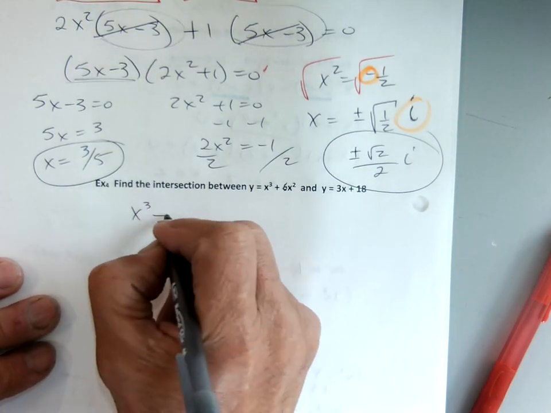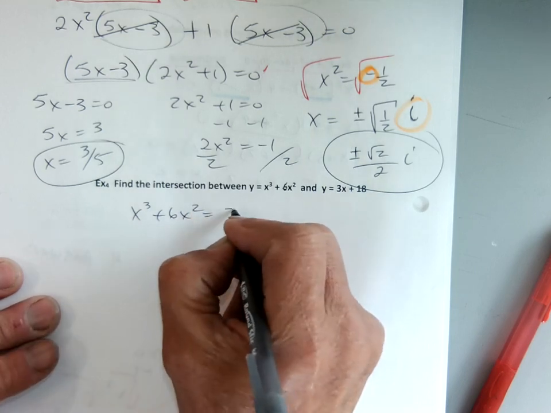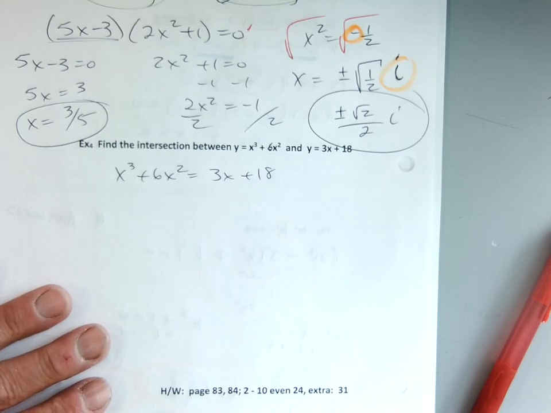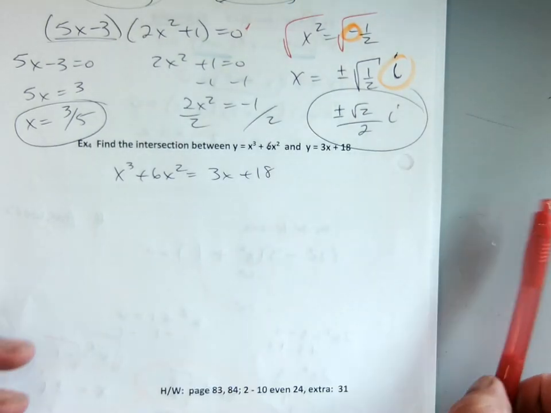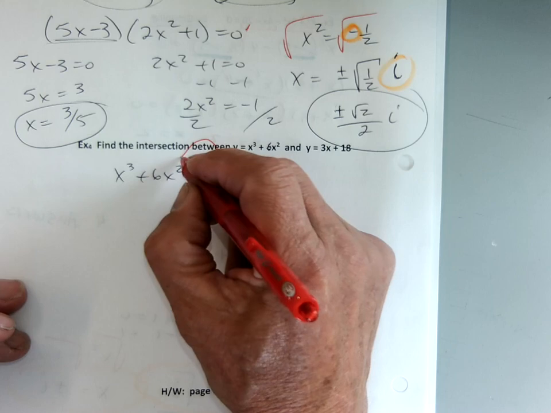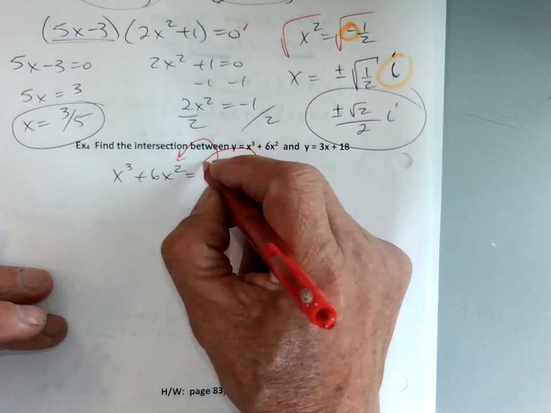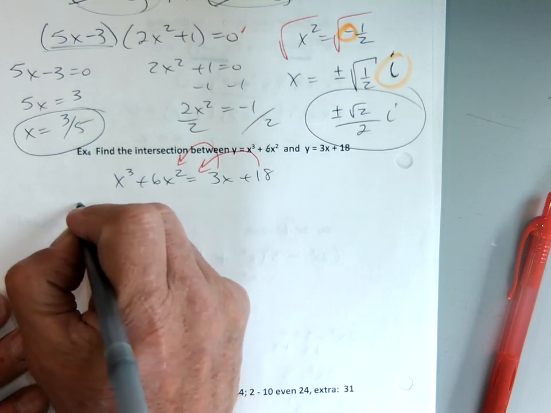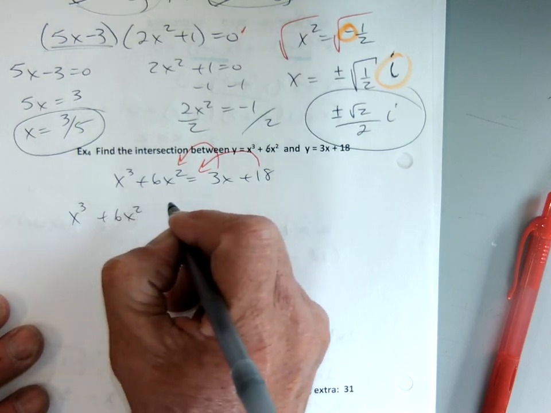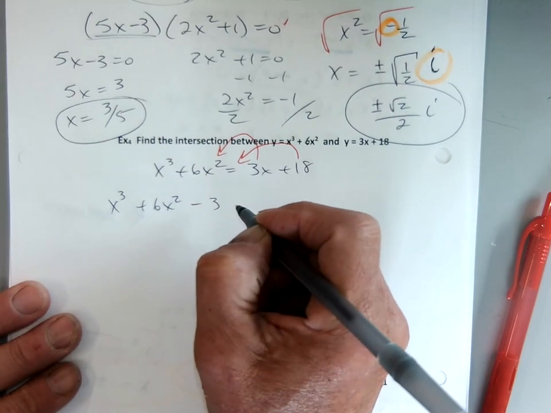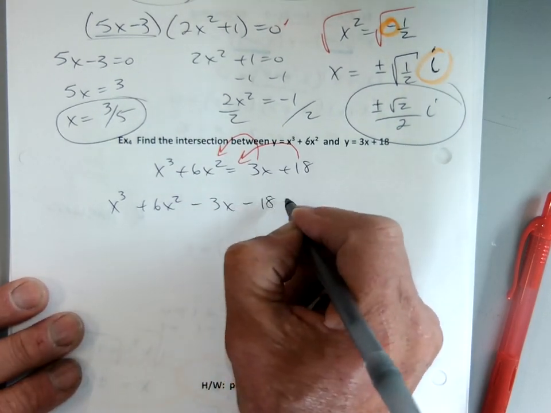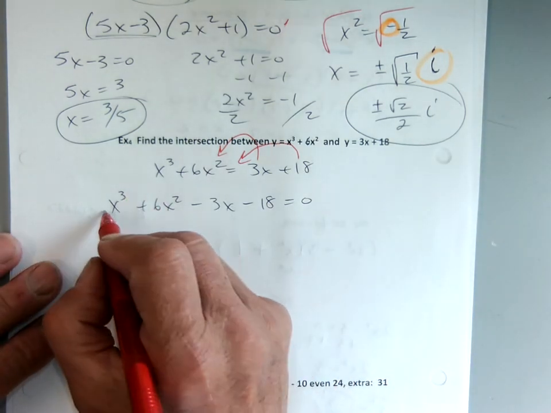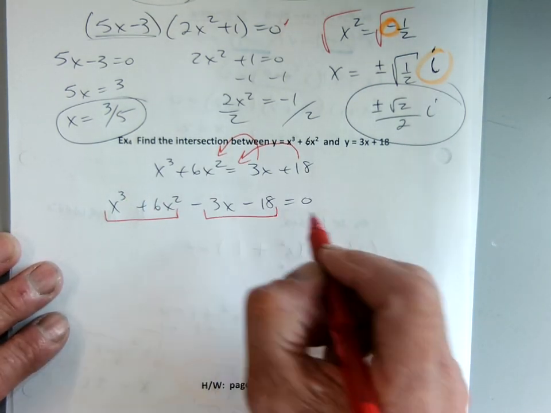X cubed plus 6x squared equals 3x plus 18, okay? And then it looks like I'm going to have to do some grouping, but I'll bring over the 3x first. And I'll bring over the 18 so I can do my grouping, okay? X cubed plus 6x squared minus 3x minus 18 equals 0, okay? So by grouping, I'll put these first two together, second two together, right?